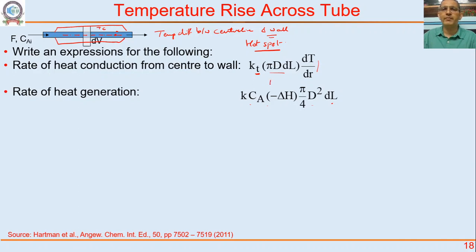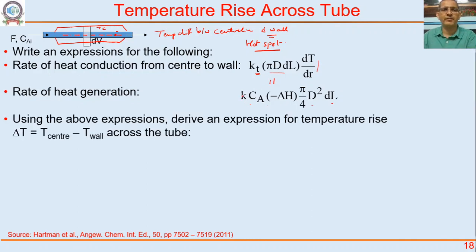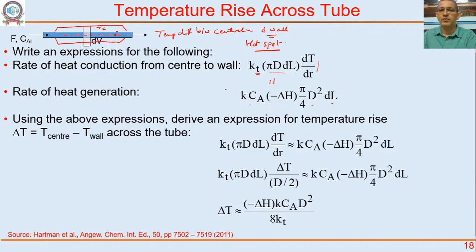So if you equate them, you will get the maximum temperature rise across the center. So just rearrange these expressions. R I am writing as d by 2, dl is cancelled out from both sides. Delta T, that's the temperature rise between the center and the wall, equals delta H k C_A d square over 8 K_T.